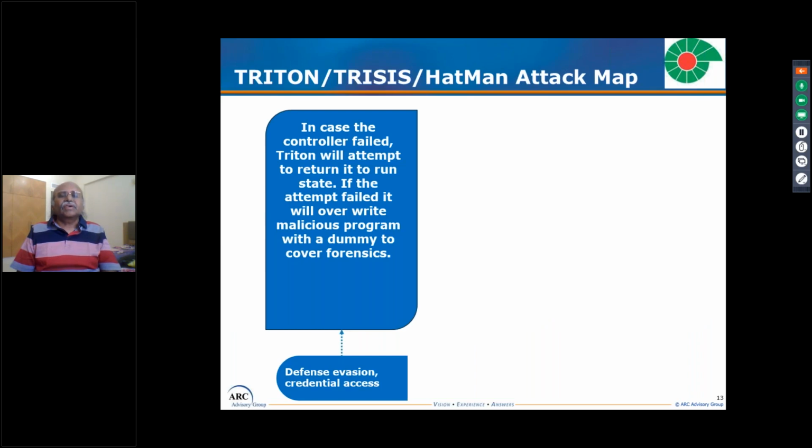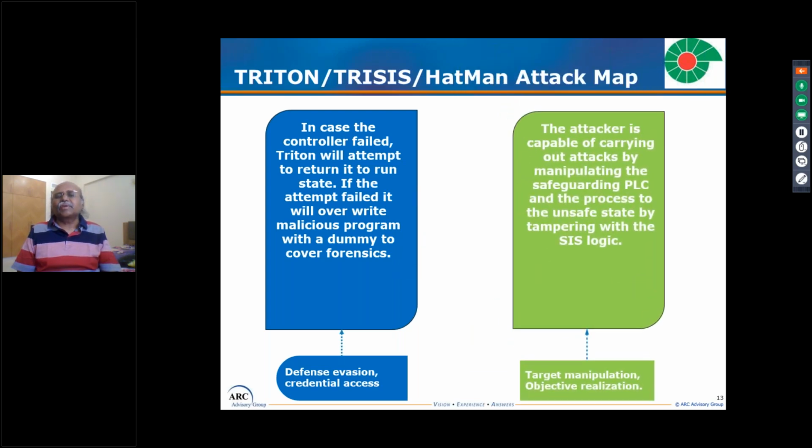In case the controller failed, Triton will attempt to return it to its run state. What they have intelligently done is, if the Triton controller failed, it will restart it and bring it back to run mode. And if that fails, this program will overwrite itself to cover forensics, to cover detection.